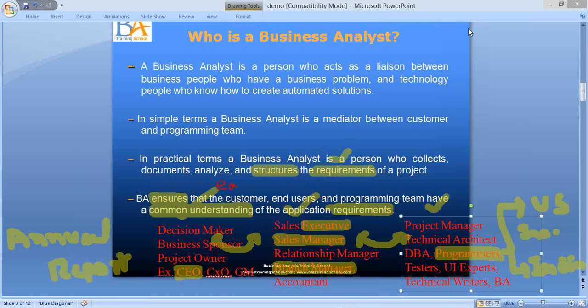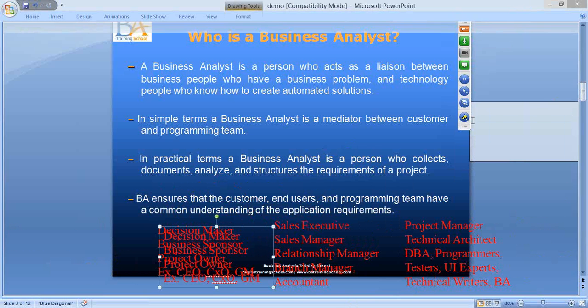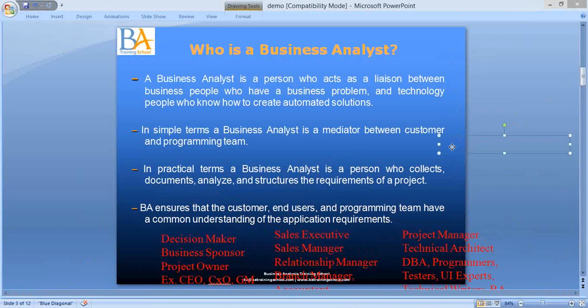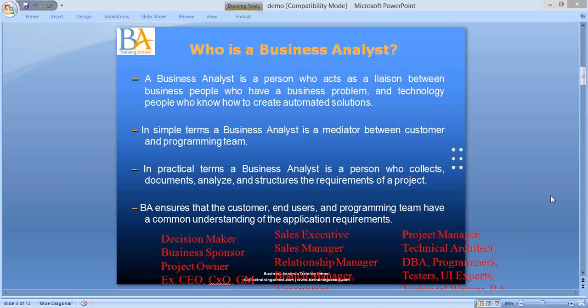So in order to do this job, let me erase all this. Okay, now if you want to do this business analyst job, then the primary skills that you require are, number one, the primary thing is you need excellent communication skills.